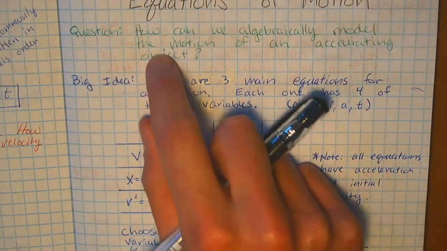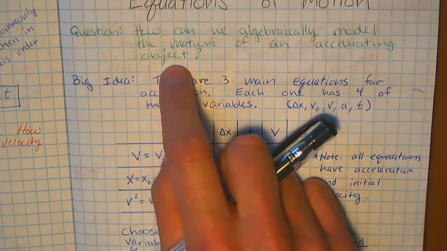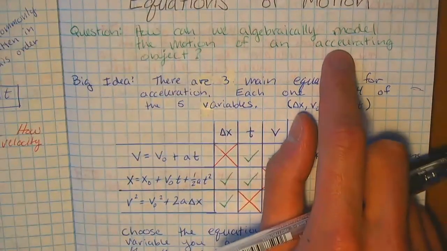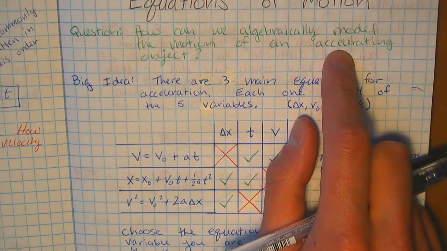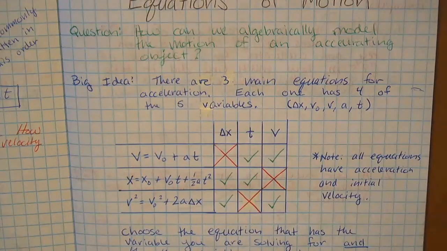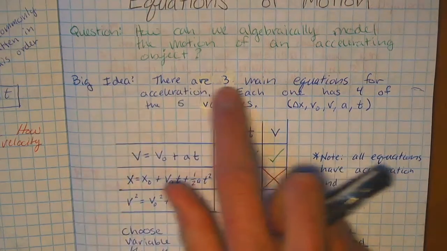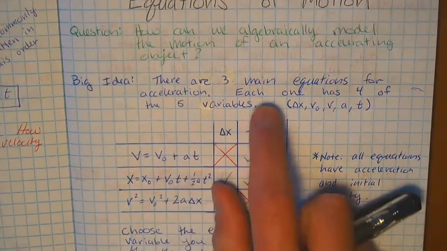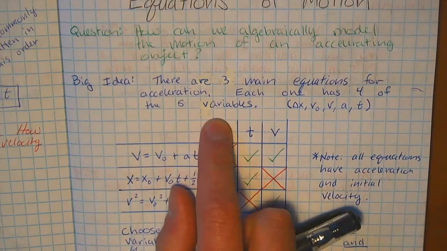accelerating object? So we have something that's speeding up, slowing down, you know, undergoing what we call in physics acceleration. And how could we represent that or model that with an equation? Okay, so the big idea here is that there's three main equations for acceleration. Each one has four of the five variables.